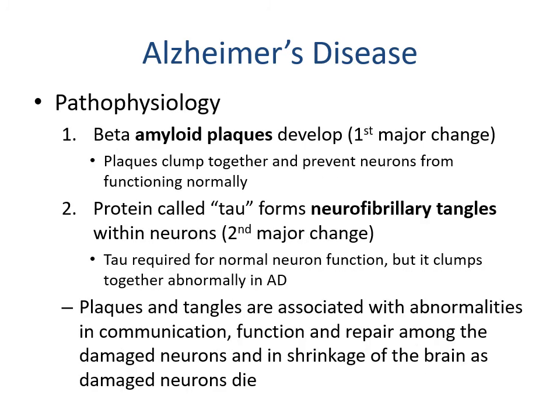So again, the pathophysiology: beta amyloid plaques develop, which is the first major change. So plaques clump together and prevent neurons from functioning normally, and the protein called tau forms neurofibrillary tangles within neurons. Tau is required for normal neuron function, but when it clumps together abnormally, it ceases to function properly in Alzheimer's disease patients. Plaques and tangles are associated with abnormalities in communication, function, and repair among the damaged neurons, and in shrinkage of the brain as damaged neurons die.